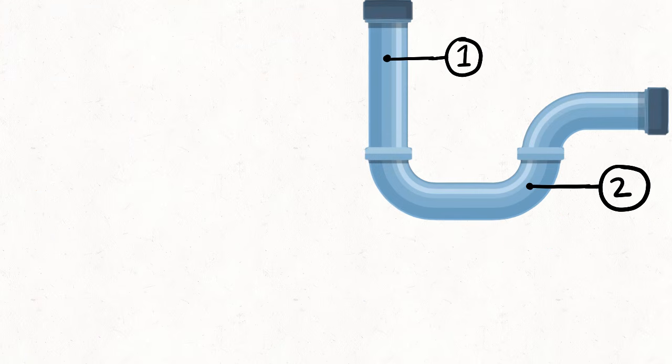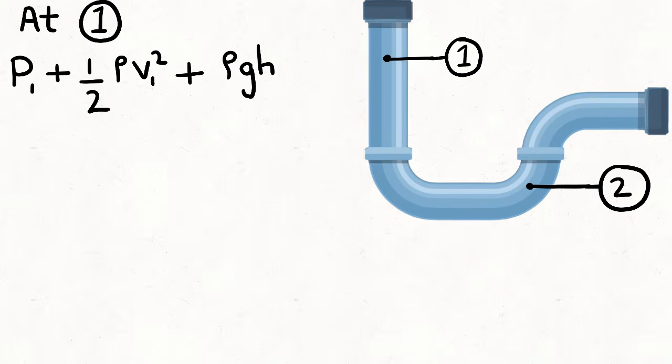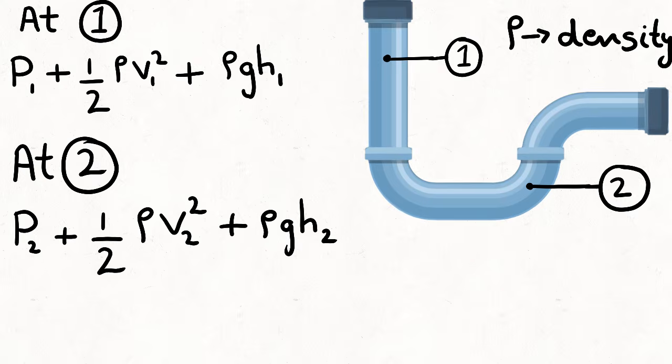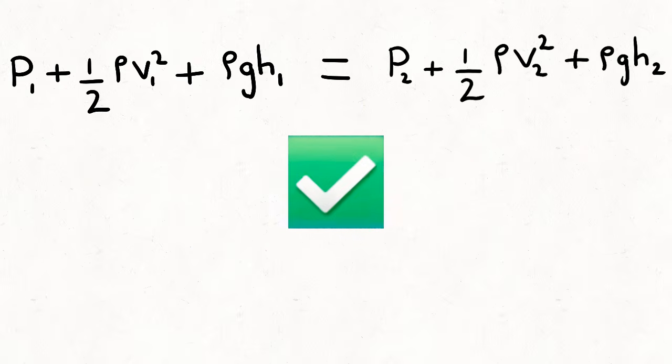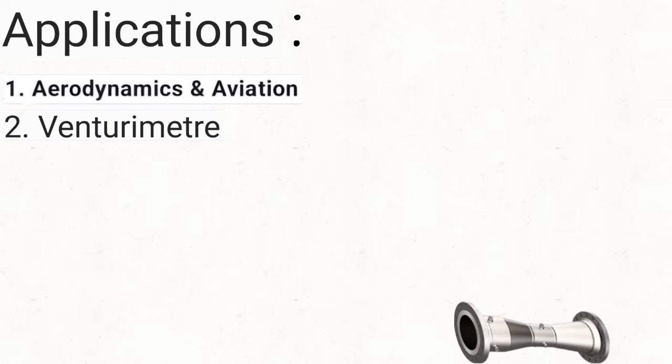Now let's consider two points from a pipe with flowing water. At point 1, the sum of pressure, kinetic energy per unit volume, and potential energy per unit volume must be the same as that at point 2. This would in turn verify the validity of Bernoulli's principle. There are many applications of Bernoulli's principle that may go unnoticed in daily life, but its major applications are in the field of aerodynamics and aviation and in the construction of the venturimeter.